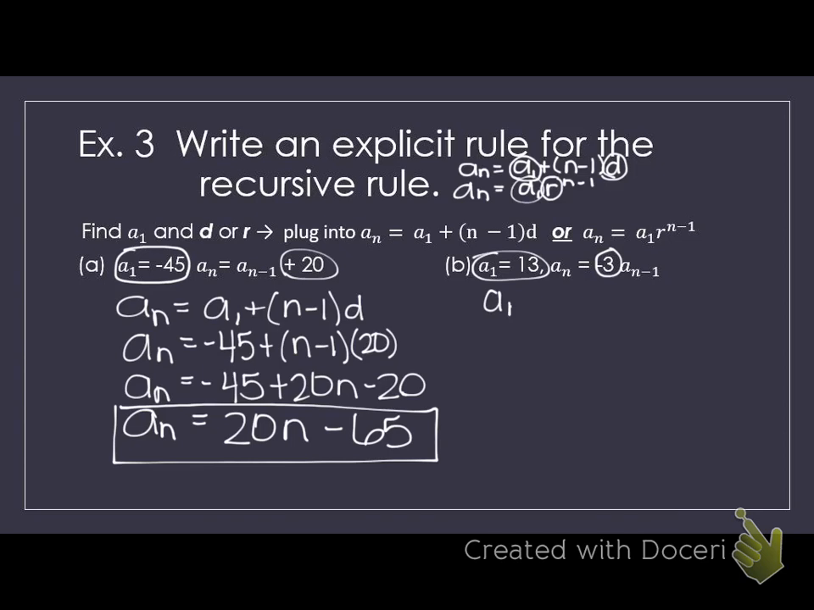So the rule is a sub n equals a sub 1 times r raised to the n minus 1. So what is a sub 1 that we're going to plug in? 13. What is the common ratio we're going to plug in? Negative 3. And of course, with this one, we raise it to the n minus 1, and we cannot go any further. So we're done. We just wrote an explicit rule from the recursive rule. All right? That is lesson 6.7.